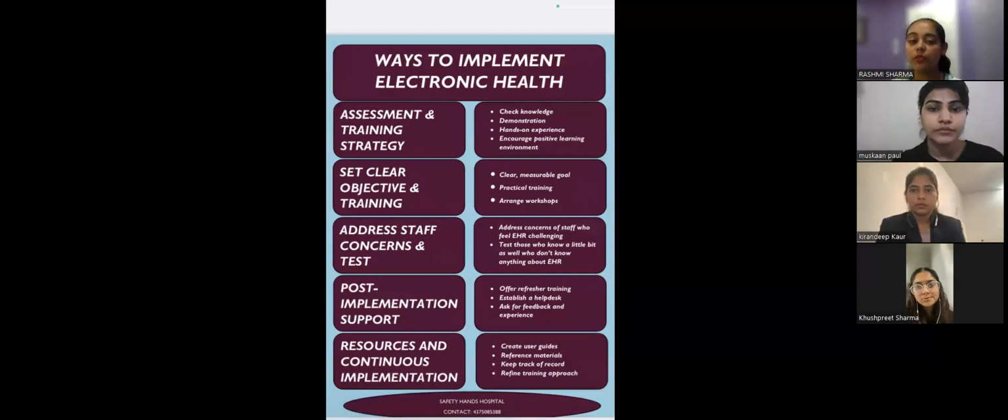And there are some strategies like post implementation support and resources and continuous improvement which can help to implement the electronic health records effectively in the hospital. Firstly, in the post implementation support, we can offer refresher training to the hospital staff. Sometimes some of the hospital staff already have knowledge about the EHR system because they have previous experience or have known that system in their study period, so that they can be improved. And the staff who have no knowledge about the EHR can be given training on that.